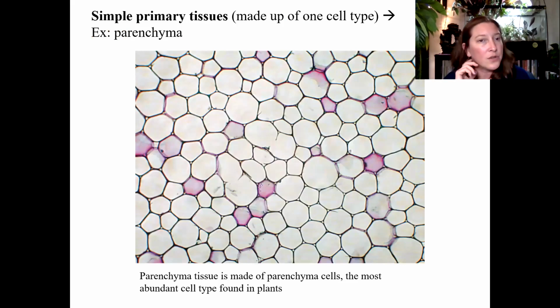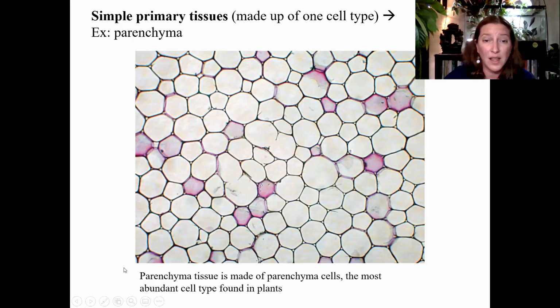So here's just to get you to see what it looks like. Here's simple primary tissues, right? These are tissues made up of one cell type. In this case, we're looking at parenchyma tissue. And even though it's a big scary word, the nice thing is that you see here at the bottom, parenchyma tissue is made up of parenchyma cells. So you don't have to learn another scary word. It's all one word, one scary word at a time. So parenchyma tissue is made up of parenchyma cells, and parenchyma cells are the most abundant cell type found in plants.